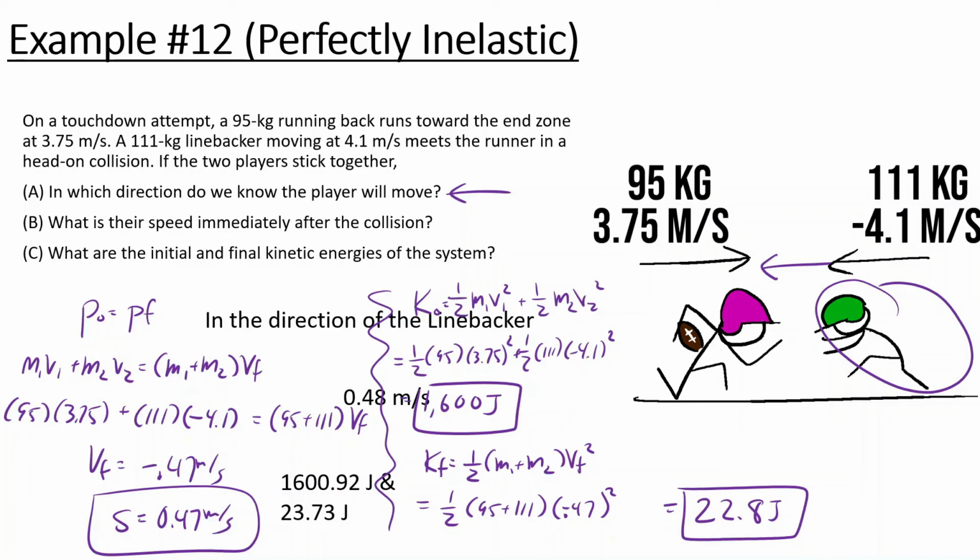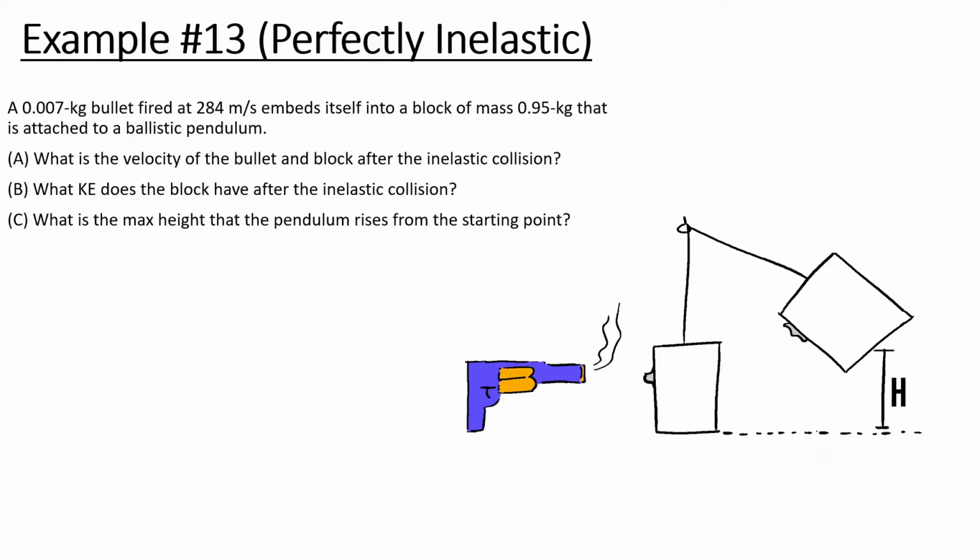Okay, moving on. A 0.007-kilogram bullet fired at 284 meters per second embeds itself into a block of mass 0.95 kilogram that is attached to a ballistic pendulum. What is the velocity of the bullet and block after the inelastic collision?